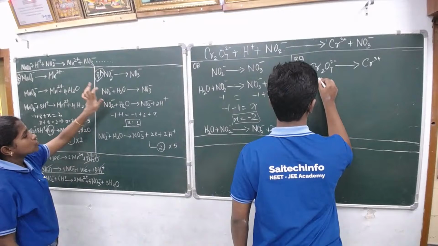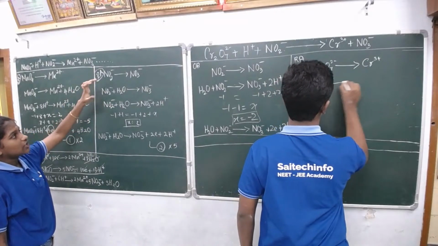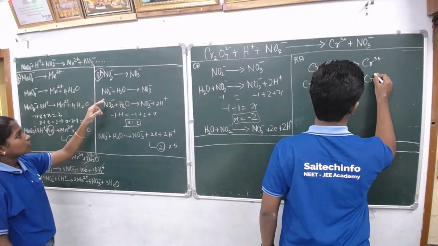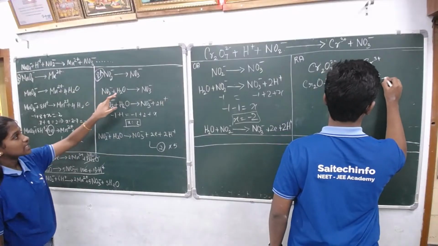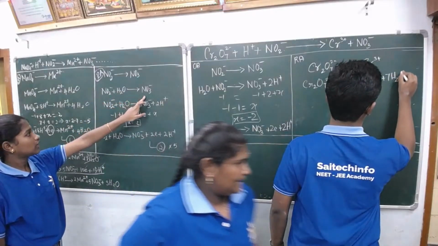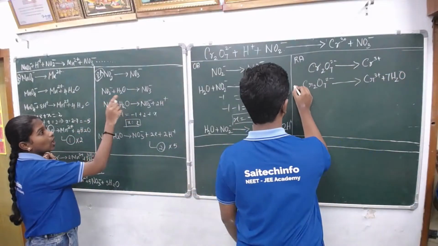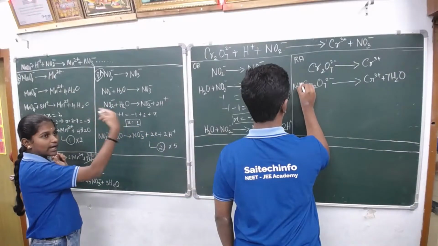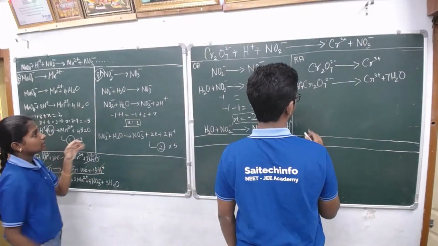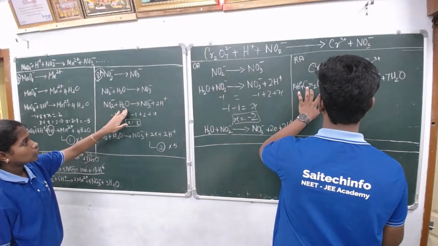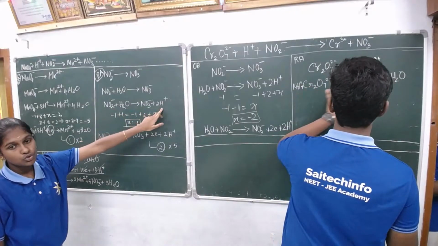Nitrite to nitrate. So we have to add oxygen on the oxygen-deficient side. So we have NO2 minus plus H2O to form NO3 minus. Now we have to add hydrogen on the hydrogen-deficient side. So NO2 minus plus H2O to form NO3 minus plus 2H plus.